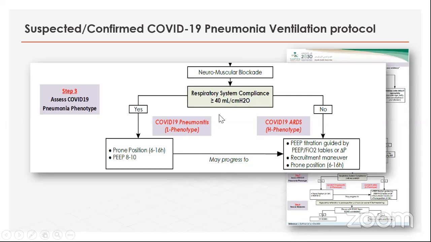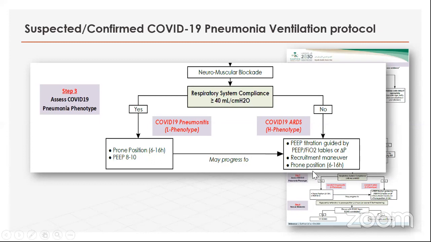The patient is paralyzed to measure the respiratory system compliance, and according to the respiratory system compliance, if it is a good compliance, more than 40, it falls on the left side with type L, which has a good compliance. And if not, if the compliance is less than 40, it means we are on the COVID ARDS type H.